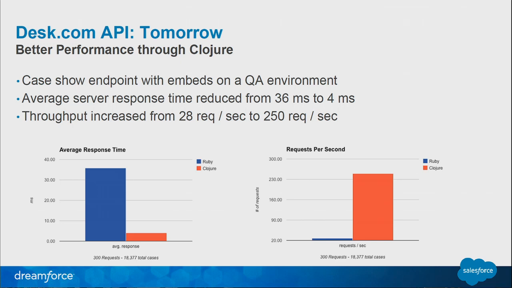I'm just going to share a couple numbers with you on a particular endpoint that I thought was interesting, but we're seeing similar numbers across all of the endpoints we've implemented so far. So we have the case show endpoint. It's a very high throughput endpoint in our system. We have embeds. This is on a non-production environment.